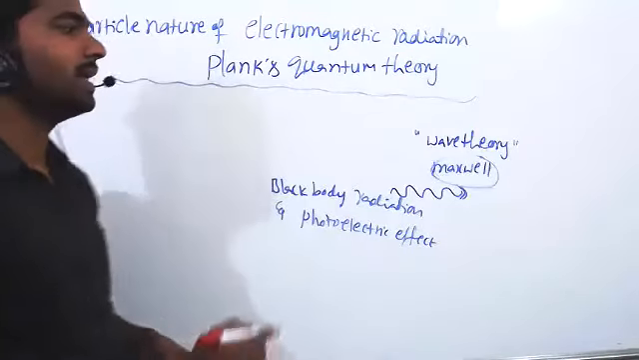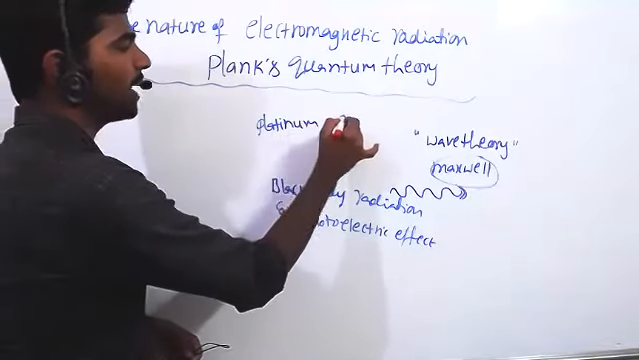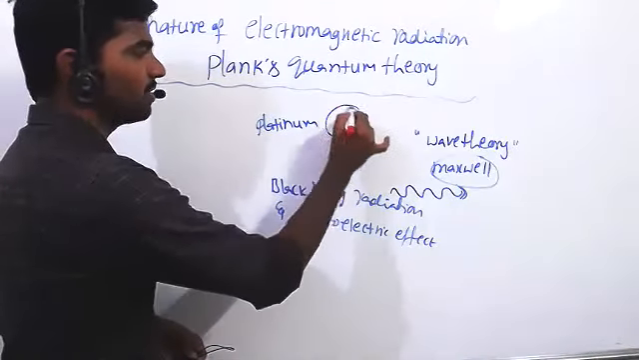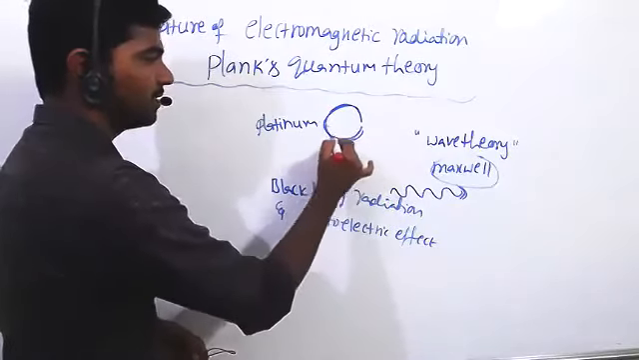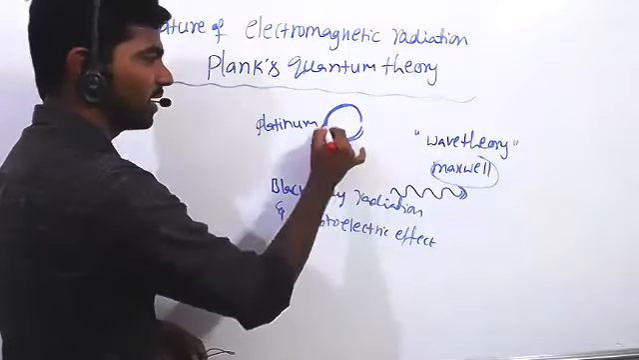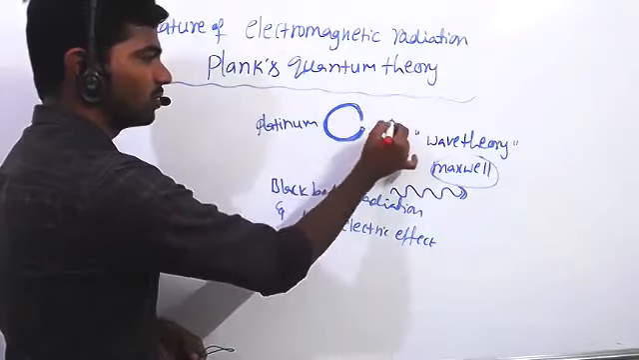Sir, what is platinum? A hollow platinum material, say shaped like a pani puri with a small hole to pass radiation, has some chance to behave like a black body.